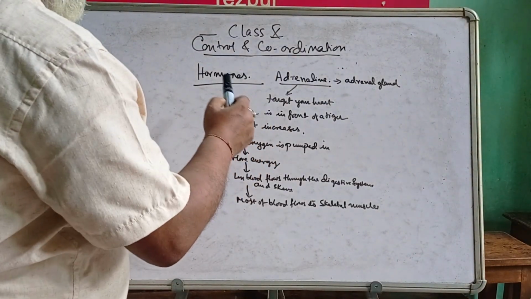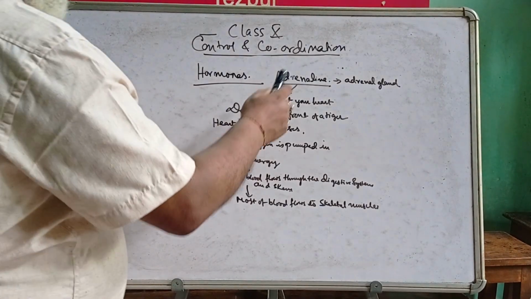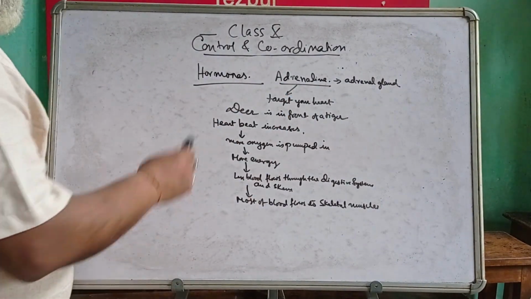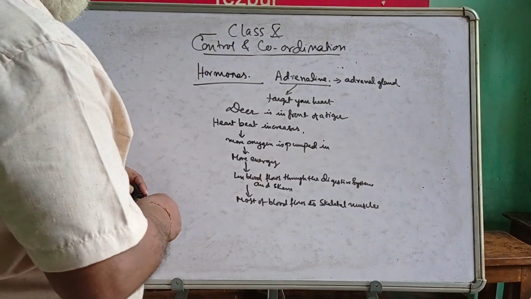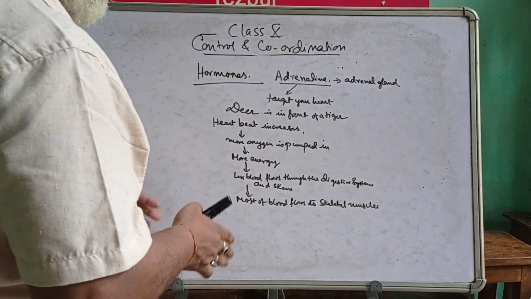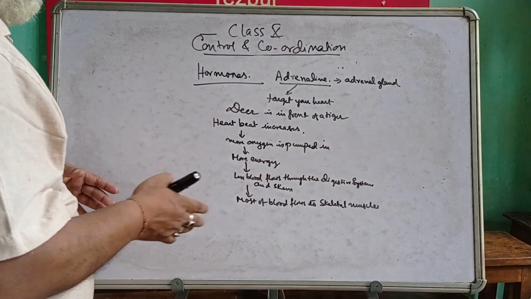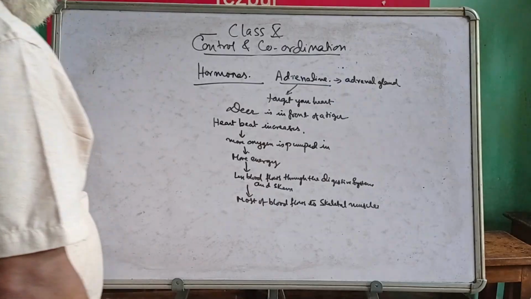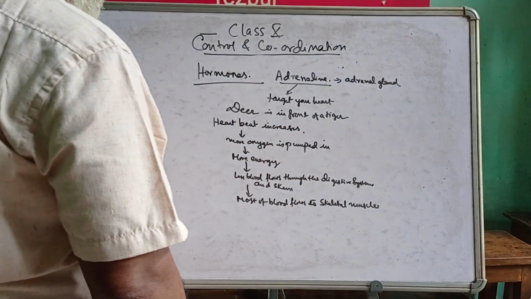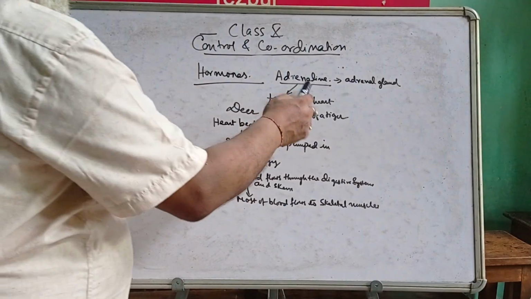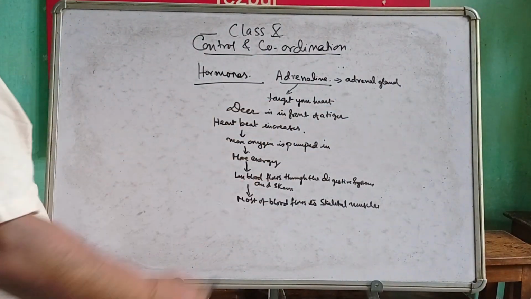See here, control and coordination is also done by hormones, and these hormones are directly secreted into the bloodstream. The gland directly secretes into the bloodstream, and it moves through the bloodstream. Here, adrenaline, which is secreted by the adrenal gland, has its main target in your heart.